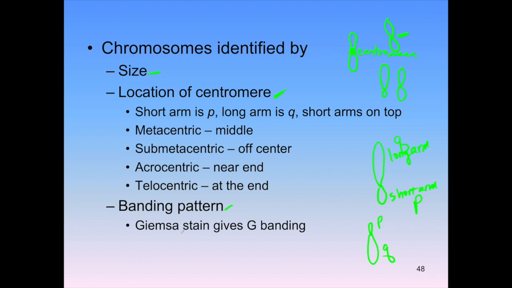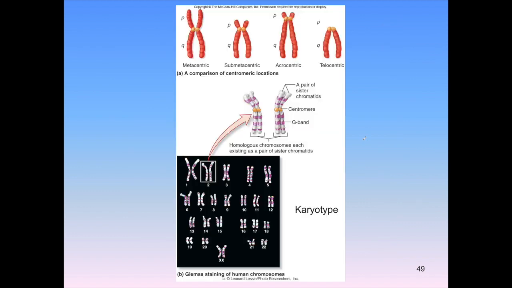Also, when these chromosomes are spread out on a glass slide, they are stained. They use a stain called Giemsa stain, and this provides a characteristic known as G banding. Okay, so here we are looking at the different shapes. This is just an illustration of what I was saying in the previous slide, right? We're looking at the location of where these centromeres are. And of course, we have the Q arm is long and the P arm is short.